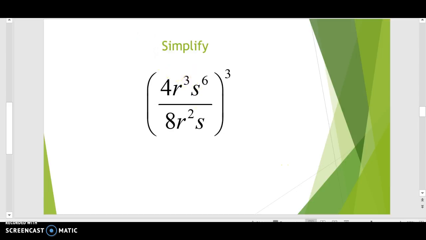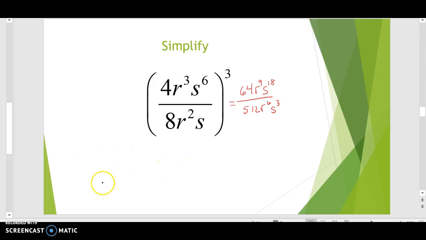So this one, I'm going to raise everything inside the parentheses to the 3rd power. 4 to the 3rd power is 64. R to the 3rd to the 3rd is r to the 3 times 3 is 9. S to the 6 times 3 is 18. Over 8 to the third power, right, gives you 512. Then r to the second to the third is r to the 2 times 3 is 6. Then s to the third.